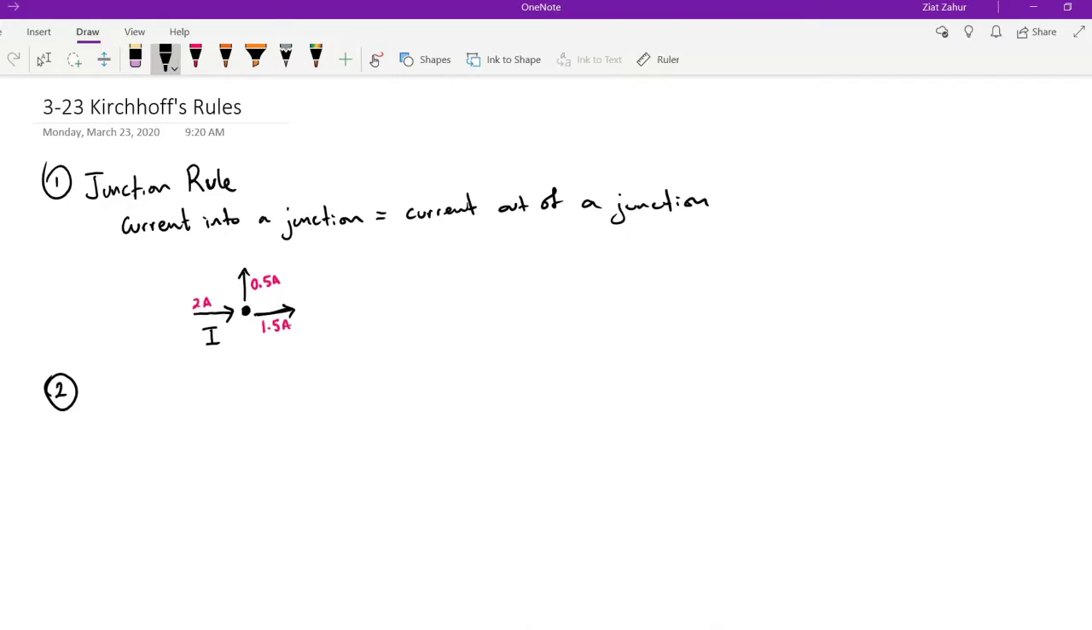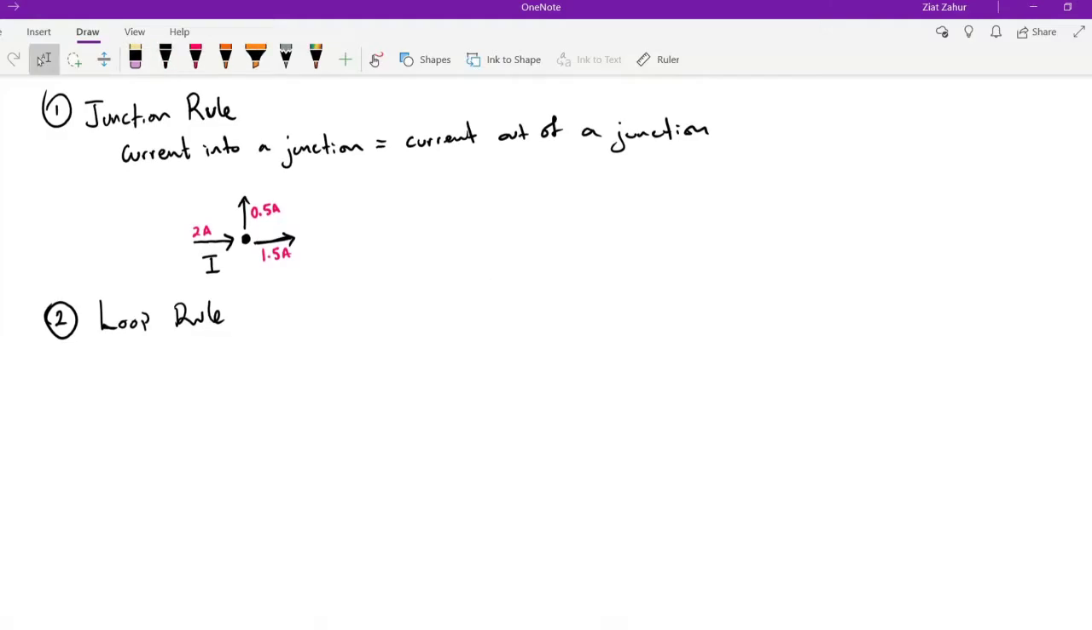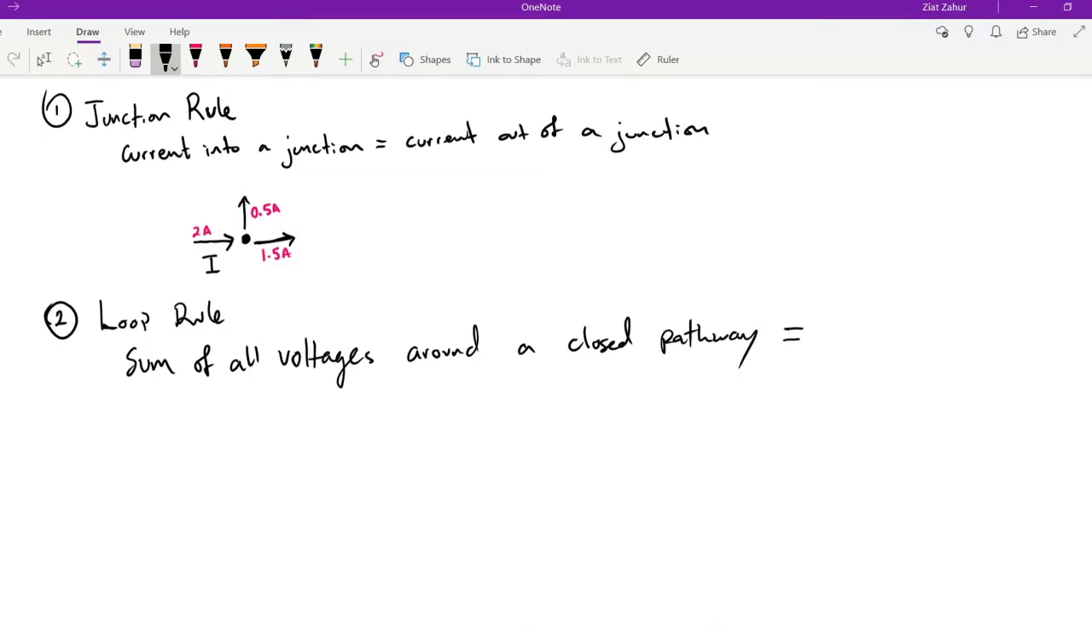So the next one, what's called a loop rule, which is a bit more important. Oh, it's Aiden Garospi. Welcome, welcome. Loop rule, which is the sum of all voltages around a closed pathway equals 0.